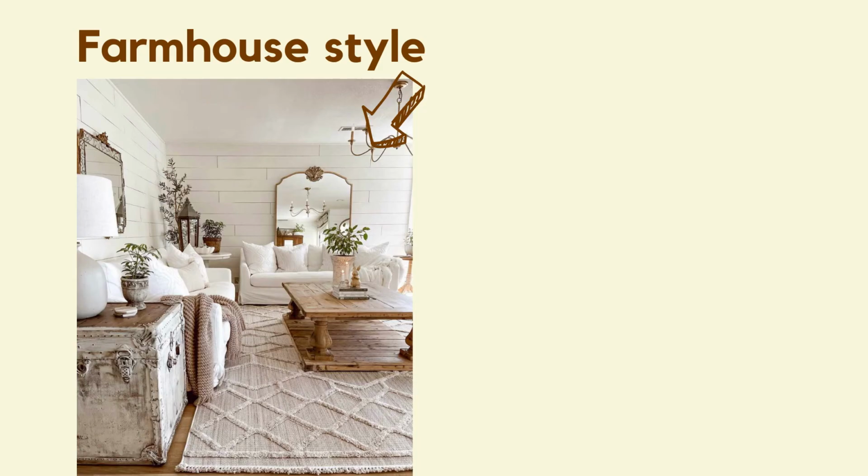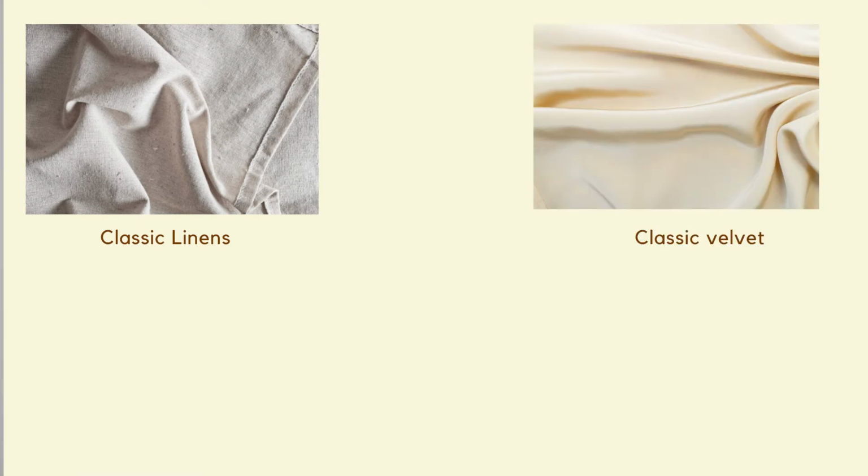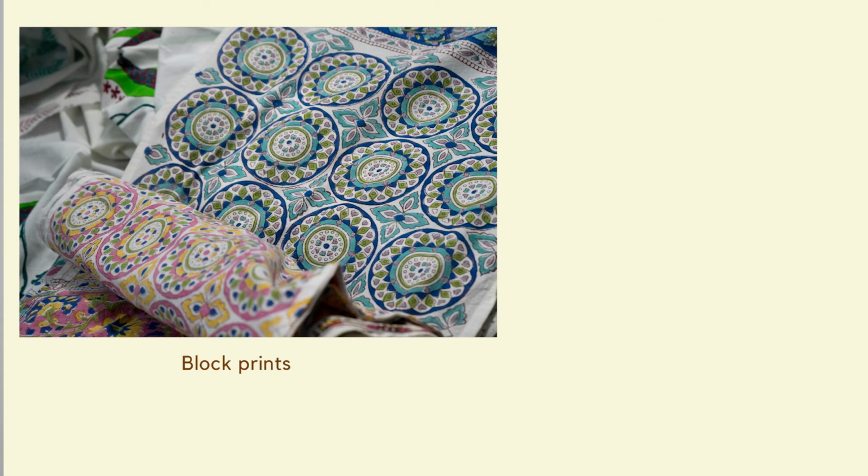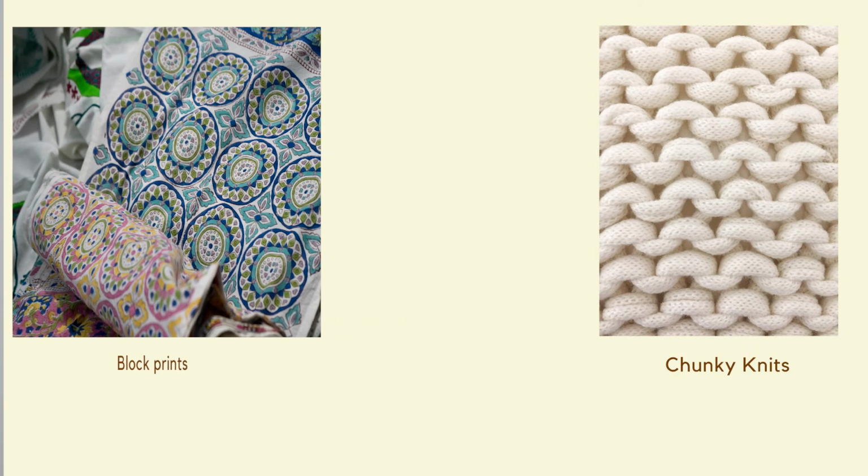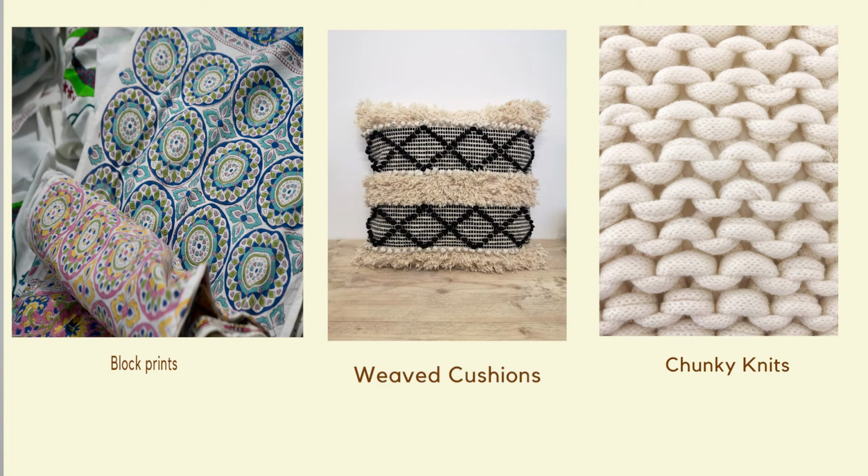So if you're going for something a little bit more traditional, you might want to stick to your classic linens and velvet for that traditional look. Or you can also add a bunch of different textures and colors. You can use block print, chunky knits, cushions made from woven fabrics. So your choice of furnishings will really depend on what color palette you decided on.